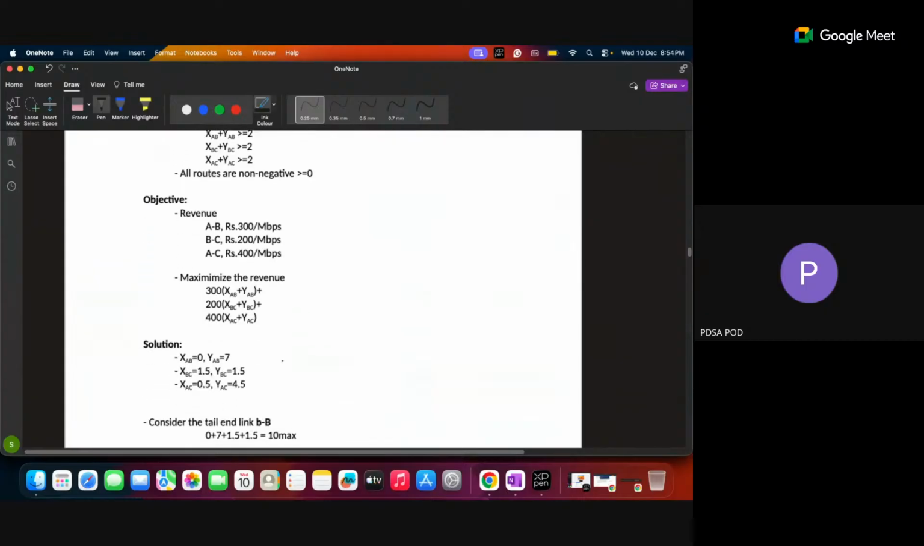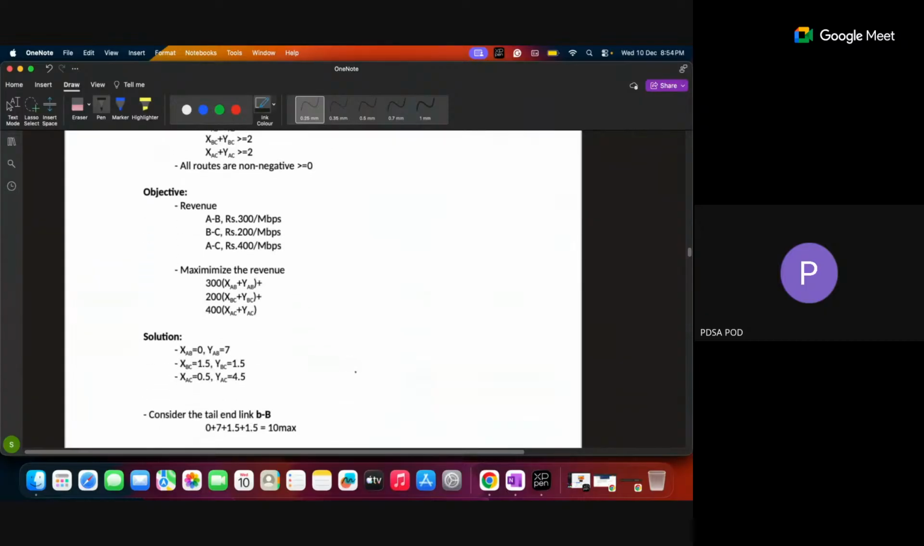Here is the solution we got. We got 1.5 bandwidth here, 4.5 bandwidth here, and 0.5 here. But we are getting fractional values. Even so, these are valid, because it is a bandwidth allocation. Bandwidth allocation doesn't create any problem, so we can go with fractional values.